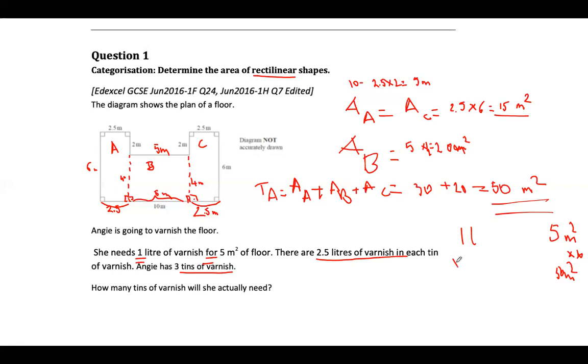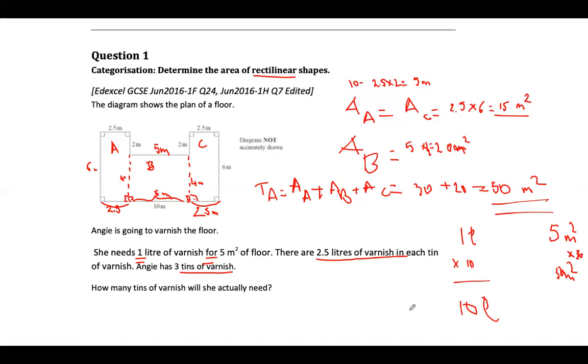As the surface area is 10 times bigger, 5 to 50 is multiplied by 10, right? It's proportional. The area and the amount of varnish she needs are proportional, as you see. So 1 liter times 10, she's going to need 10 liters of varnish. But the question doesn't end here.